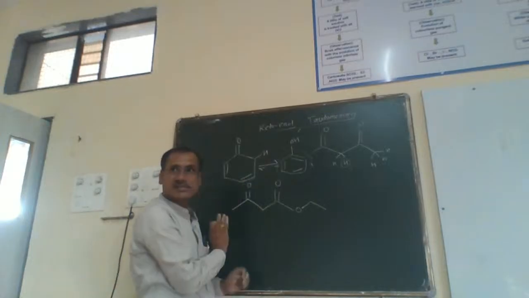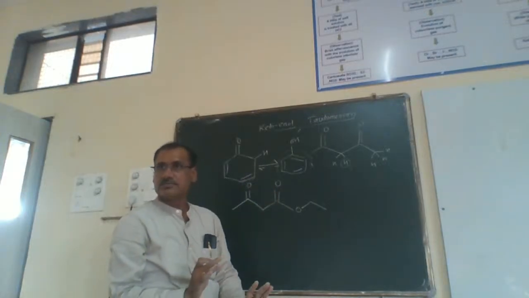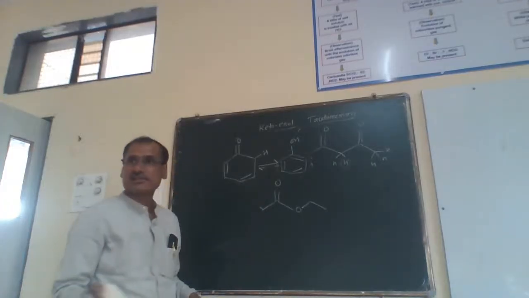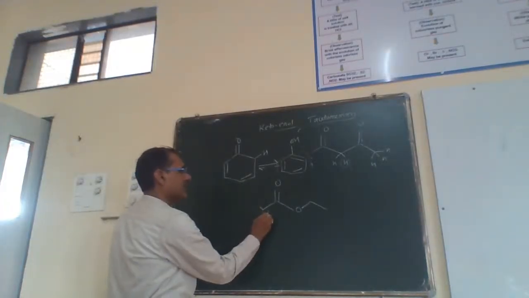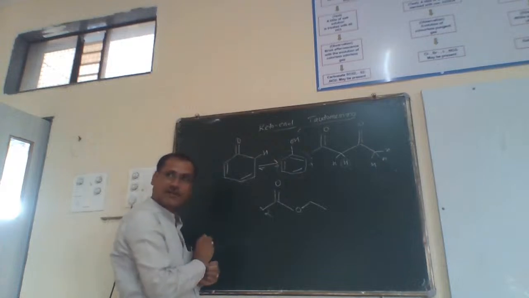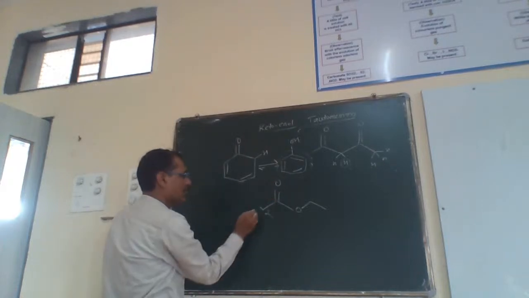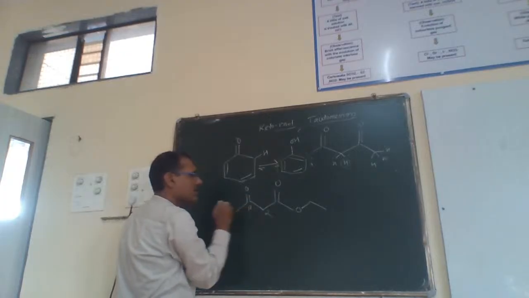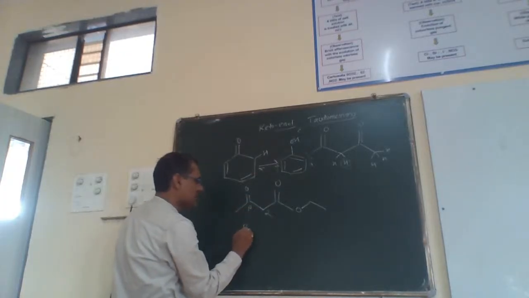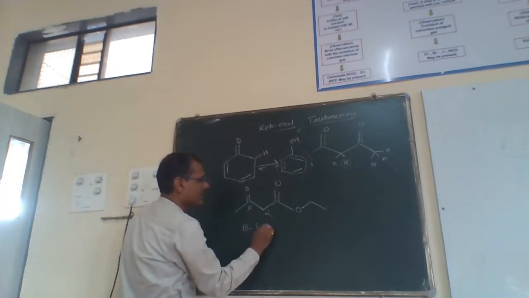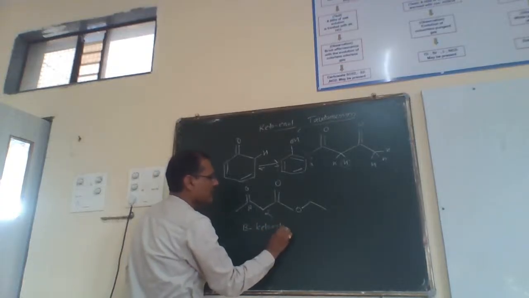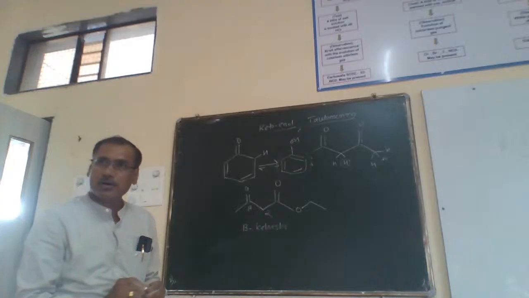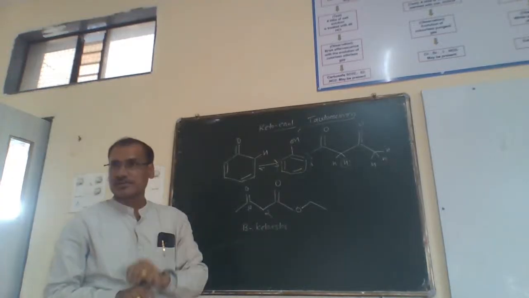If I don't write this, the molecule is called an ester. This is my alpha carbon and I have alpha hydrogen. It can enolize. But if I put one more carbonyl group over here, this is my beta carbon, and this class of compound is commonly called beta keto ester.